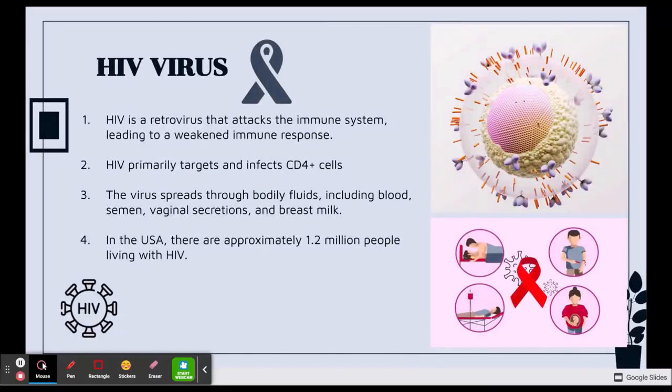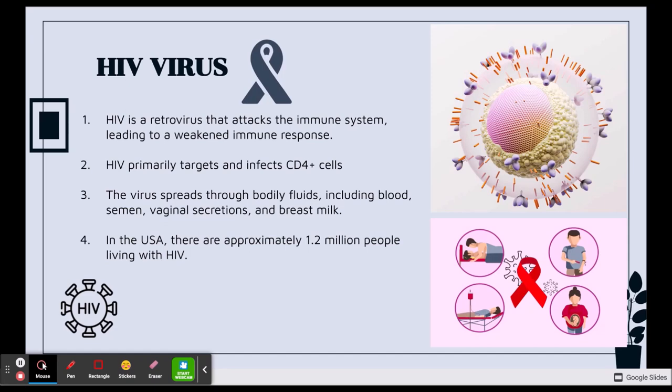HIV is a retrovirus that attacks the immune system, leading to a weakened immune response. HIV targets and infects the CD4 plus cells in the body, which can impact the immune system's ability to fight off infections. If HIV is not treated effectively, it can lead to the development of AIDS.